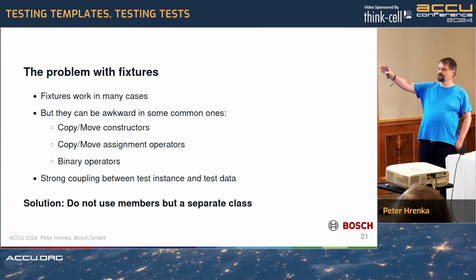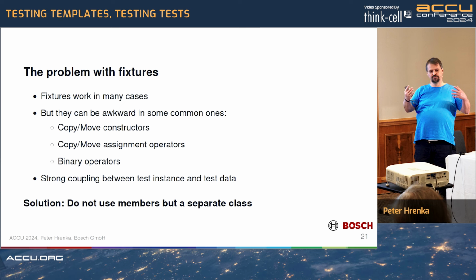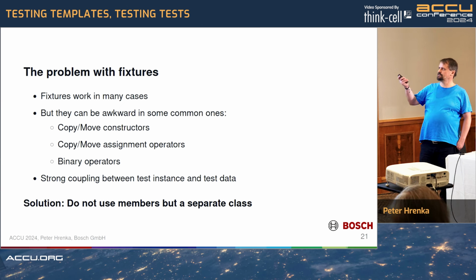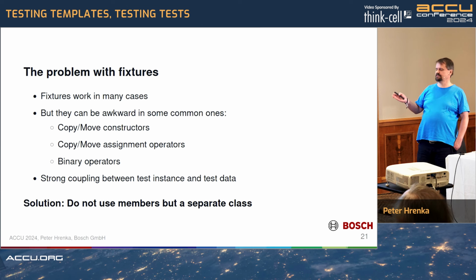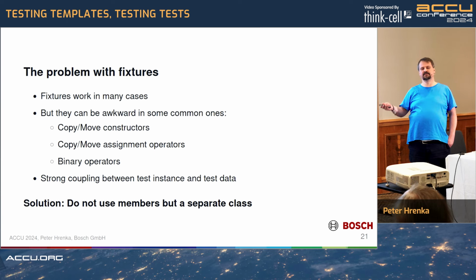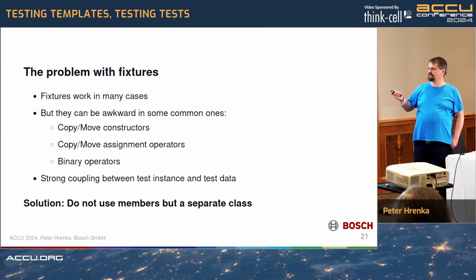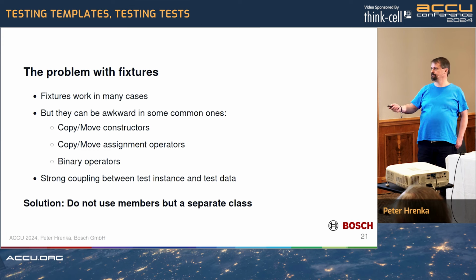So our idea was, if you have move constructors or copy constructors that you want to test, especially the ones you've written yourself, also binary operators, you need two sets of items. In those cases it would be very awkward to test it. And also there's a kind of strong coupling between the instance and the test data. So we said, it might be easier if we don't couple the test with the data generation too much, and let's move it to another special class.